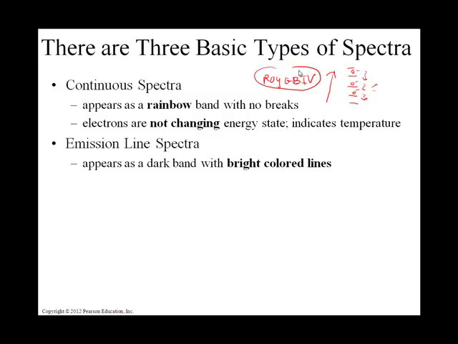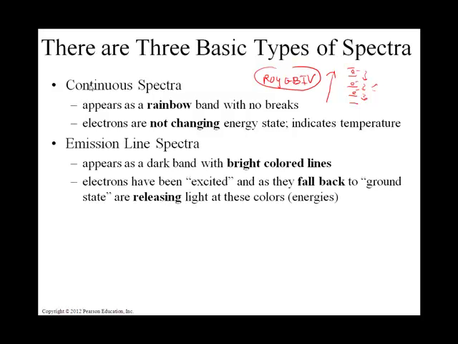Okay. Then enters this idea of emission lines. Emission lines are sometimes called bright lines or bright line spectra. And I like the name bright line spectra because that's what they look like. They look like bright lines against dark colors. And if you think of, I'll draw my energy levels again.